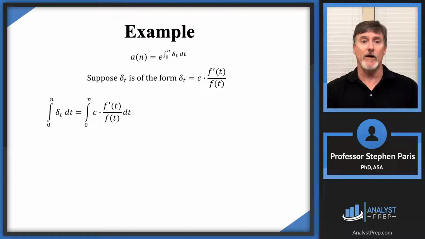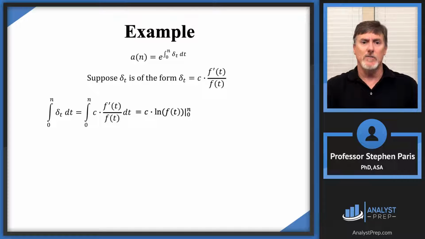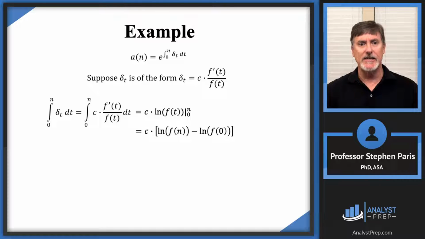Now I could factor out the constant. When I factor out the constant, I'm integrating the derivative of a function over the function. So you could use a basic u substitution and see that integral is going to be the constant c times the natural log of the function. And then, of course, I evaluate that from the lower limit of integration 0 to the upper limit of integration n. And when I plug in the limits of integration, then I get this number c times the difference between the natural log of f of n and the natural log of f of 0.